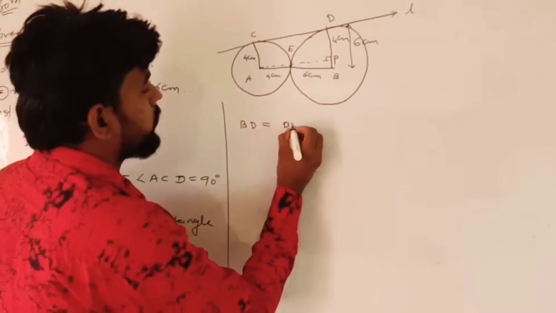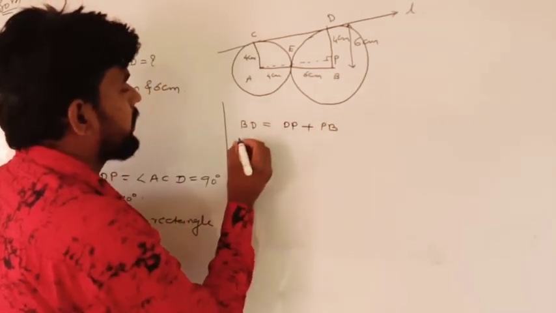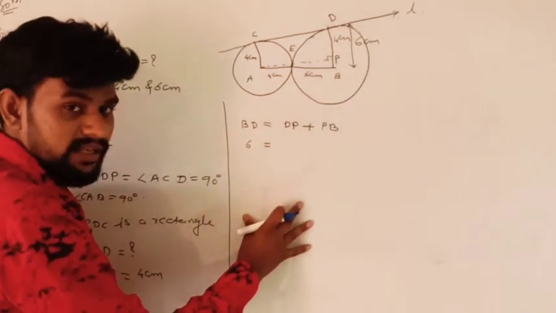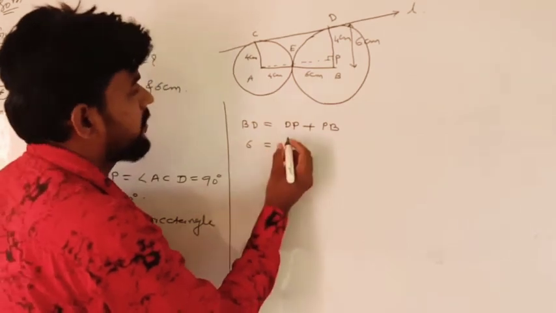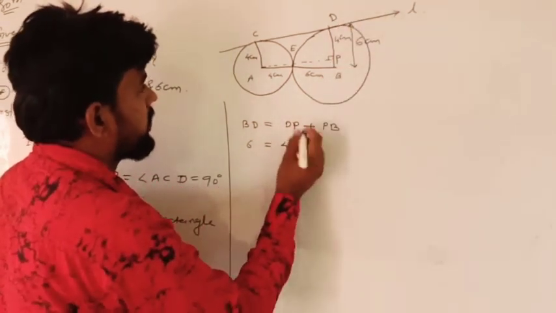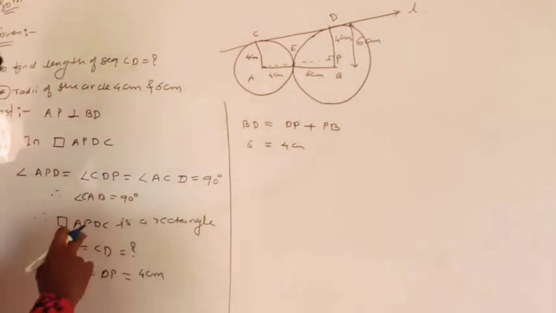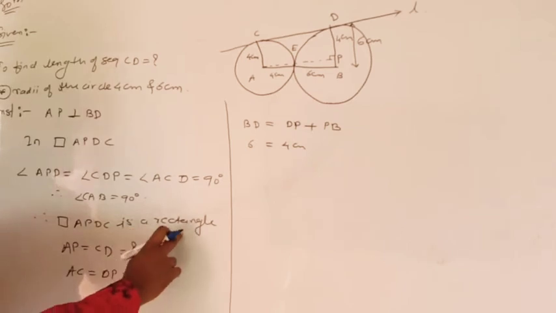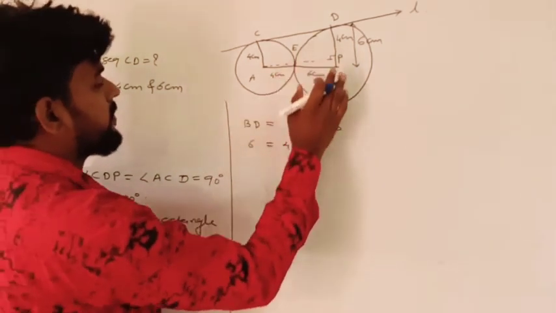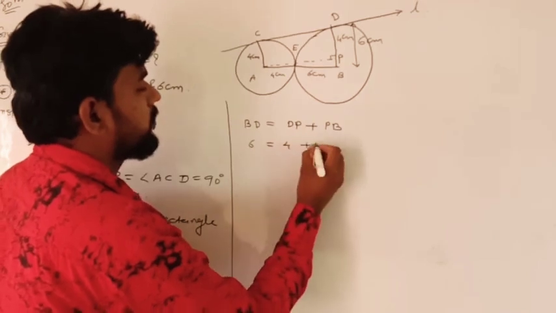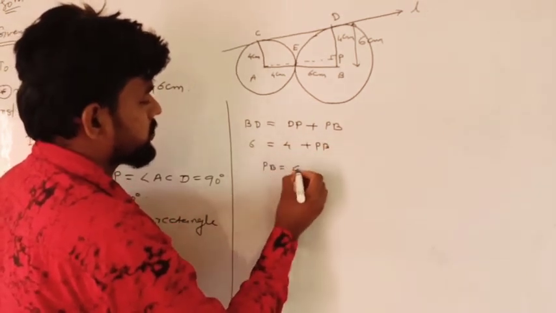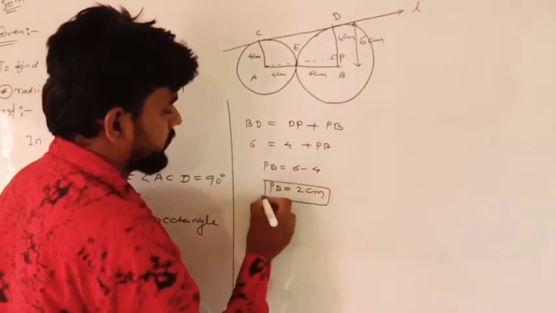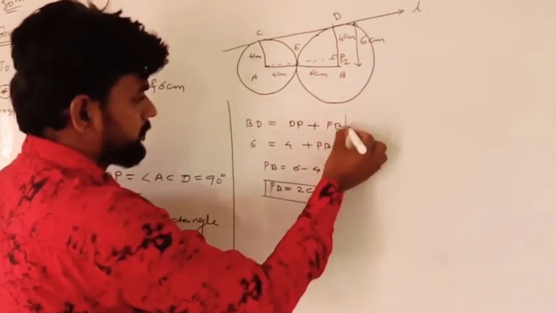BD is equal to DP plus PB. BD is given in the question as 6 centimeters because BD is the radius of the circle. That's why we write here 6. Now DP is equal to 4 centimeters because AC is equal to DP, and quadrilateral APDC is a rectangle. That's why we write here 4 centimeters. So PB is equal to 6 minus 4, and PB is equal to 2 centimeters. Now we got PB as 2.